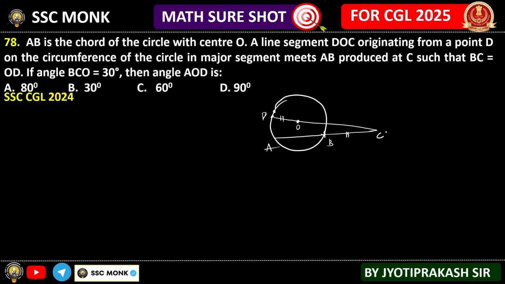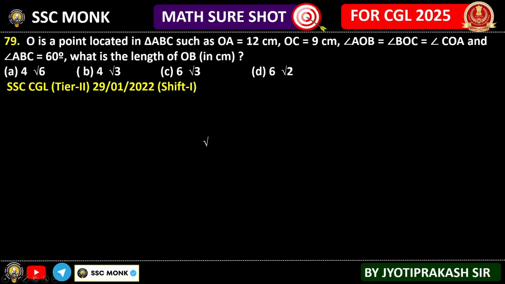Clear? And angle BCO is equal to 30 degree. Then what is the value of angle AOD? Now see, this is equal to this because these are the radius. Clear? Also equal to this because of the radius. So if this is 30, this is also 30. So this value is equal to 120. If this is 120, this is 60, this is 60, this is 60. So 60, 30, 90 gone. So the remaining is equal to 90 degree. Answer option D.